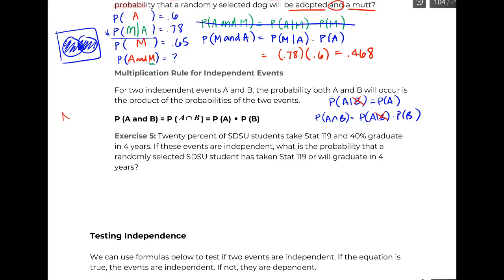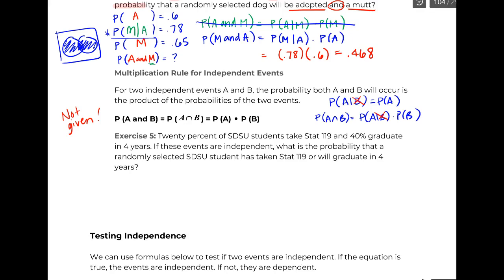This will not be given. The reason I don't give it is because students want to use it all the time, even when our events are dependent. So I really want to make sure that we do not use this inappropriately. The only time you should use this is if I tell you things are independent or you've proven it to yourself that things are independent. So do not just use this rule.